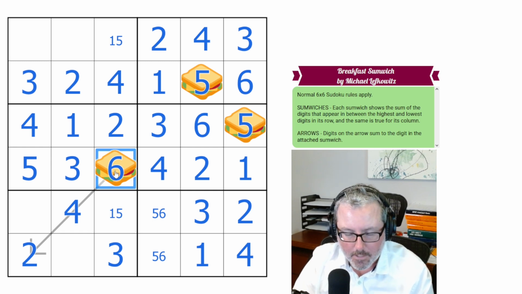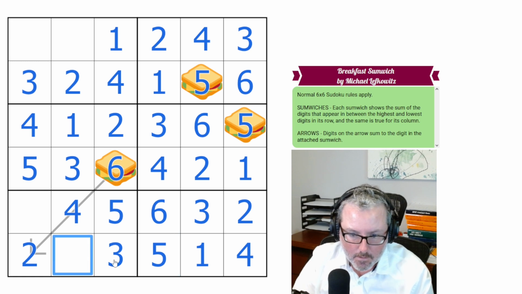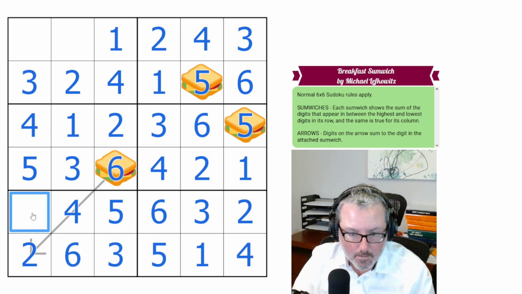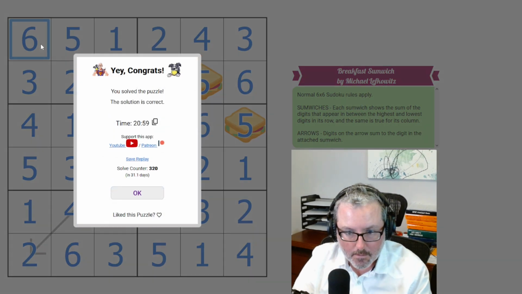Okay, I was not paying attention to this Sumwich. The 6 has to have a 1 somewhere. So this has to be the 1 so that these 4 2 can equal the 6. So that's 5. That's 6 and 5. This has to be a 6. This has to be a 1. This looks to be working. Thank goodness. And there we go.